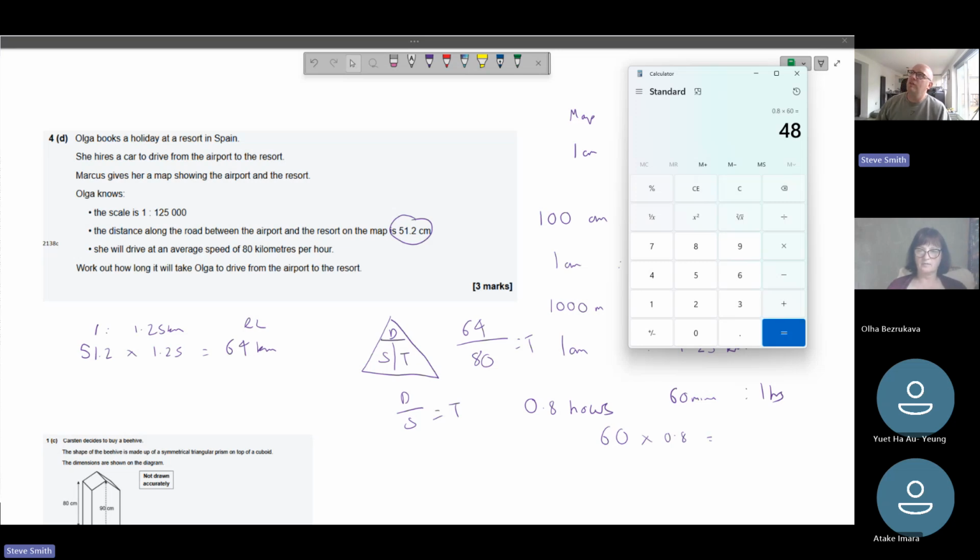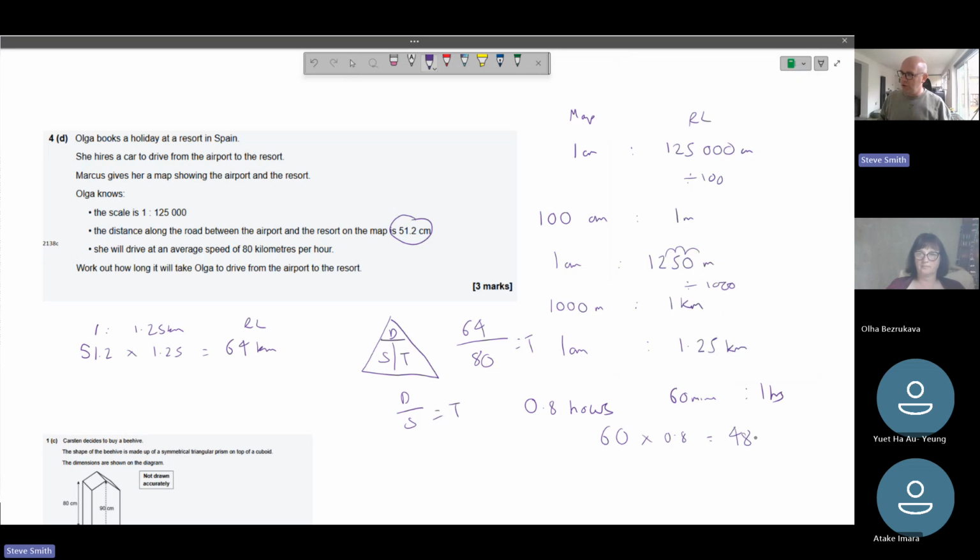And if you're quick with your times tables, you might think, I know that if I divide 60 by 10, that's 6, and then 6 times 8 is 48. So yeah, absolutely. But if you were looking at just the numbers we've got in front of us without jumping ahead, we used everything we needed there.